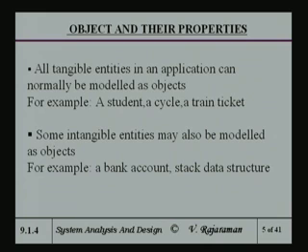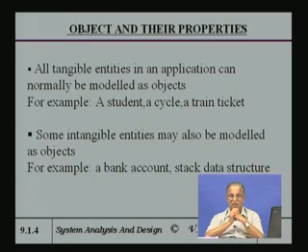What can we model as objects? All tangible entities, an application, can normally be modeled as objects. A student, because these are tangible, means it exists as an animate or inanimate being. A student, a cycle, a train ticket, a vendor, an item, an order. So these are all actually entities. You might say these are tangible entities.